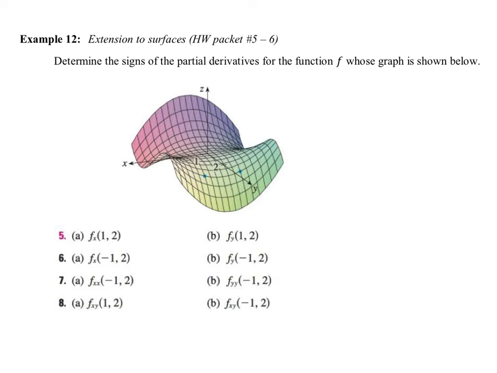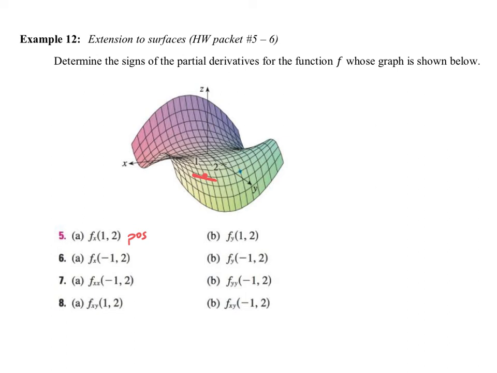So we're looking at the point (1, 2), and our question is, as we travel in the positive x direction, is the slope increasing or decreasing? That's really just the slope of the tangent line at that particular point. So we're looking at what that slope is there, and that is a positive slope. In other words, that surface is rising along the z-axis.